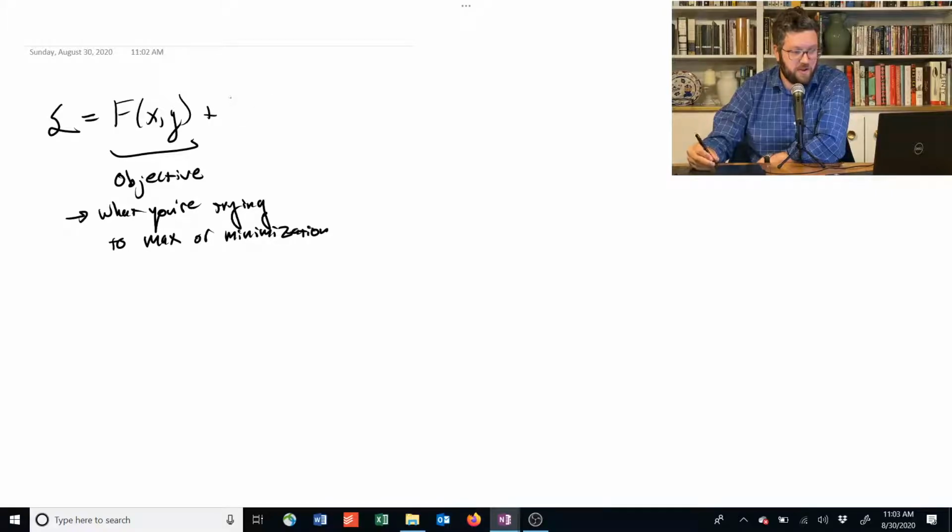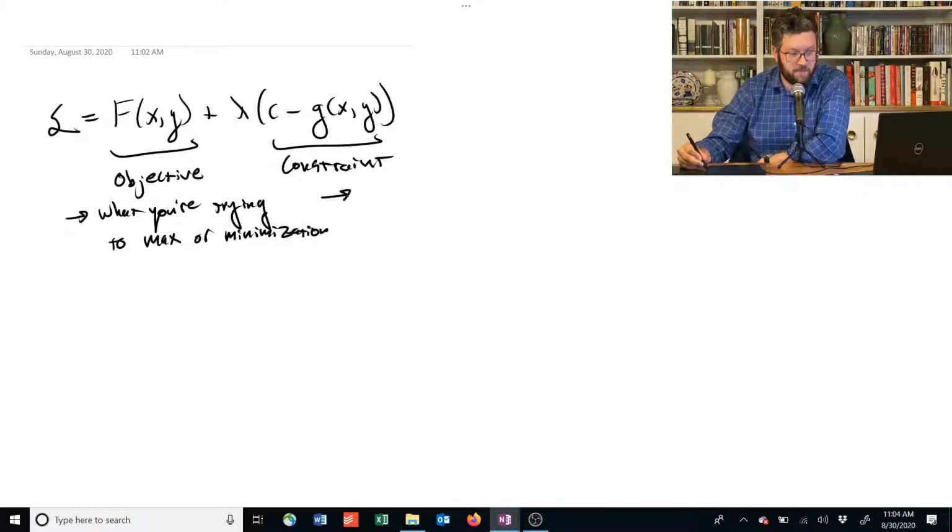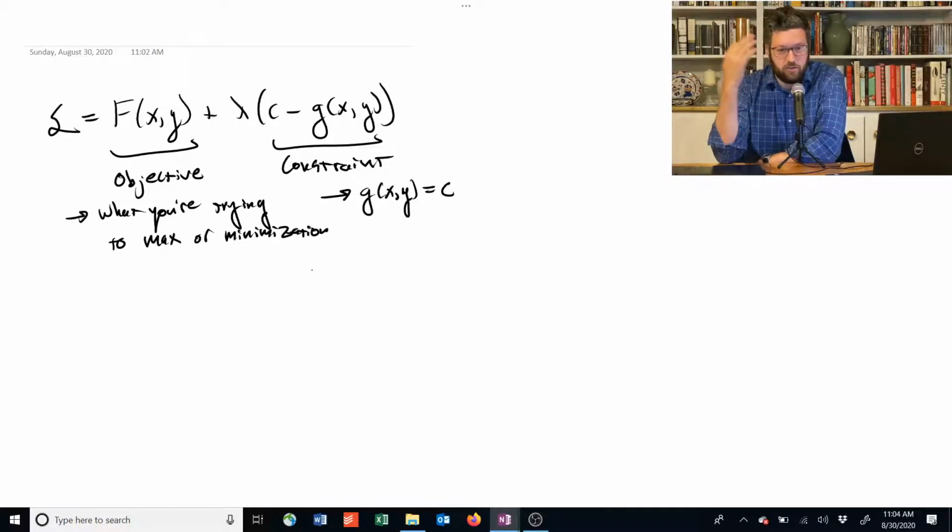And to this, we always add some kind of Lagrange multiplier, and in general, we have a constraint that in a more general form looks like this. And the constraint is basically that g of x and y, so some function of the things you control, x and y, is going to be equal to some value c. Okay, and this can work for lots of things besides just utility maximization.